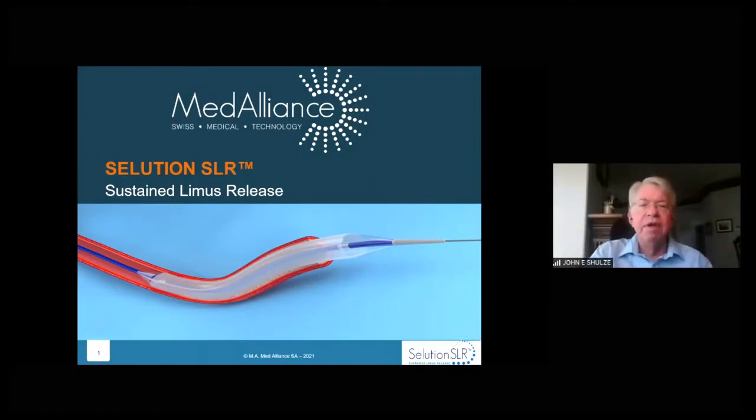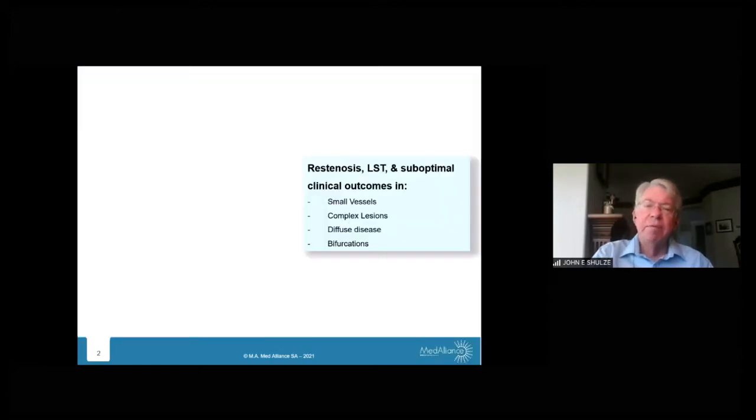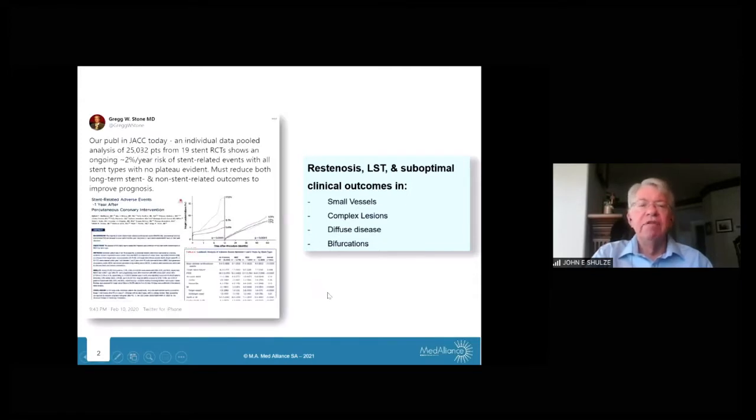I'm privileged to be here to tell you about the SELUTION sustained limus release drug-coated balloon, a relatively new technology that has been developed by Med-Alliance. The first thing that we like to mention is, what is the potential advantage? Why would you consider using a drug-coated balloon in coronary applications as compared to using a drug-eluting stent?